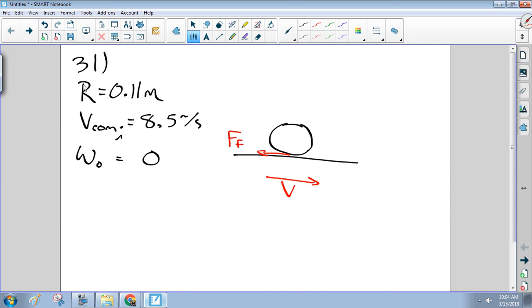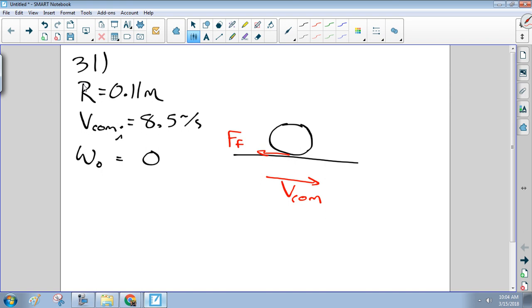Do you guys agree that that's really the only force that's going to affect its motion? Obviously there's gravity and a normal force, but those are going to cancel out. So really all we care about here is friction. How is this force of friction going to affect the linear velocity, in other words, the velocity of the center of mass? Don't overthink it. If you've got a thing sliding to the right and friction's pushing to the right, what's going to happen? It's going to slow down, right?